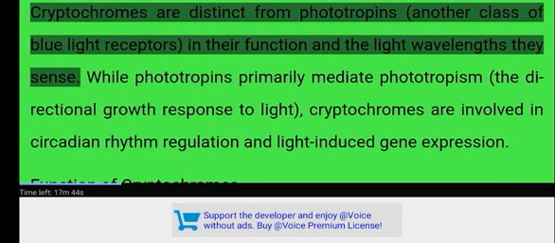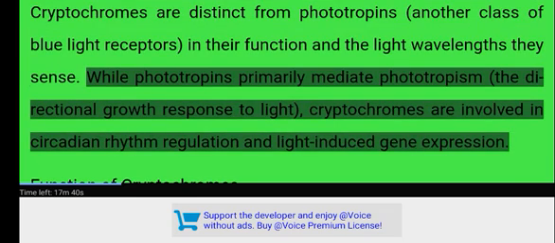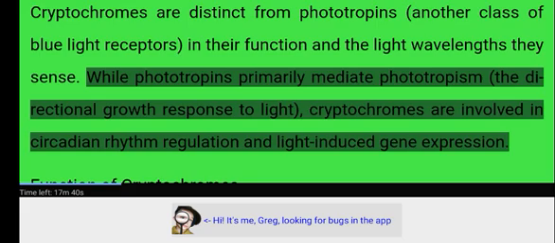Cryptochromes are distinct from phototropins and other classes of blue light receptors in their function and the light wavelengths they sense. While phototropins primarily mediate phototropism, the directional growth response to light, cryptochromes are involved in circadian rhythm regulation and light-induced gene expression. Function of cryptochromes.